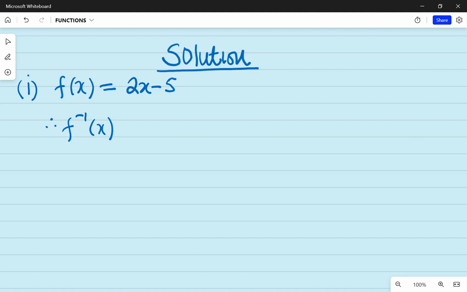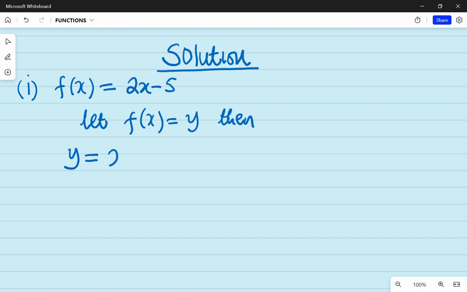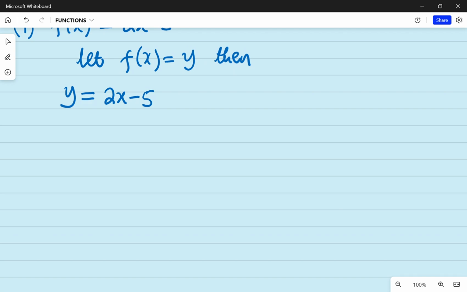So we say, let f of x equal y. Then we're going to say y is equal to 2x minus 5. So here we'll make x the subject.